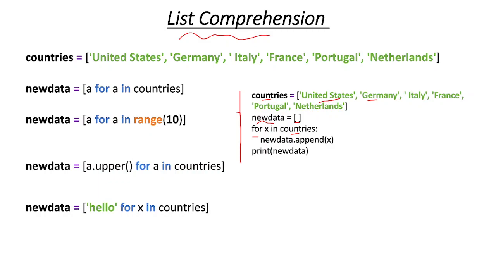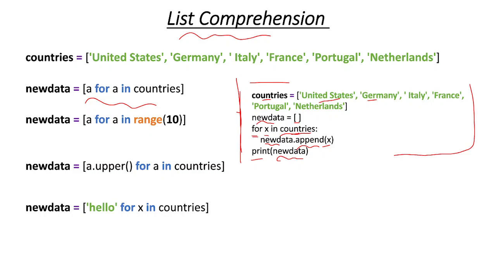Then inside our for loop, we place the new data variable. Then to our new data variable, we'll use the append method to place all the elements which the x variable, a temporary variable, will receive after the for loop is applied on our countries list data type variable. Then we use the print function, and inside the print function we place the new data variable which contains all the elements. So instead of writing all these lines, we can use what is called list comprehension and get the same result as this specific code.